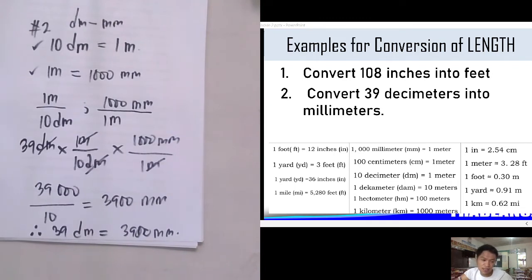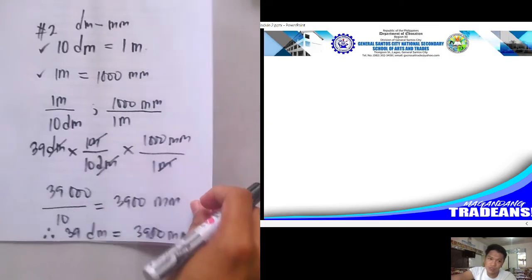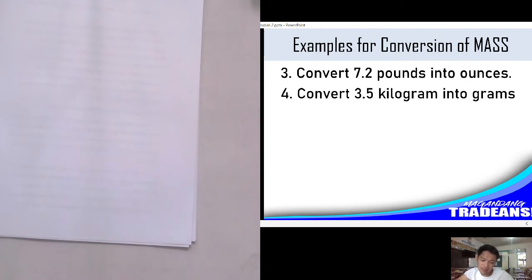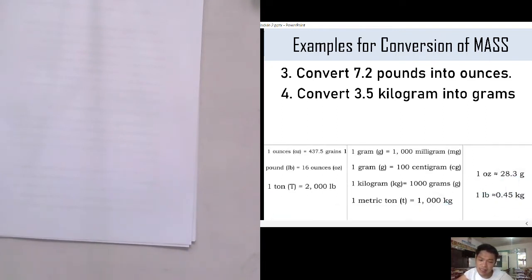Next, let us go now to something that is more interesting, which is what we call the conversion of mass. So in mass naman po, ito naman yung mga ounces, grams, yun po. This is the example of the table. So let's convert that one for number 3. Okay, so for number 3, let's have that one. Conversion of units, 7.2 pounds to ounces.